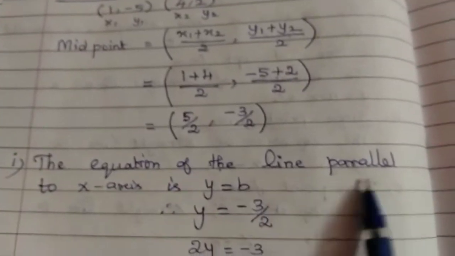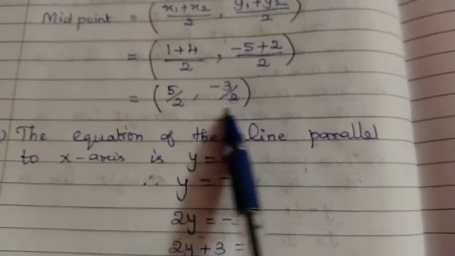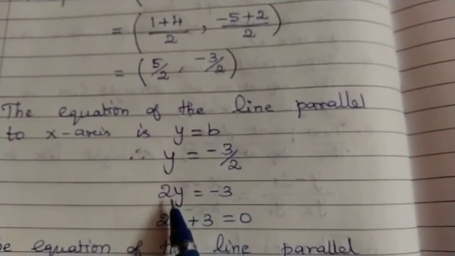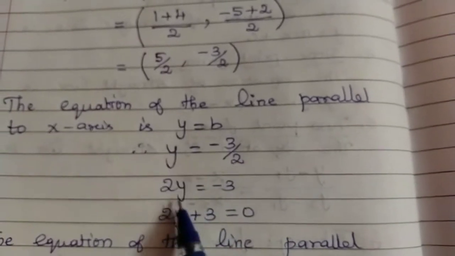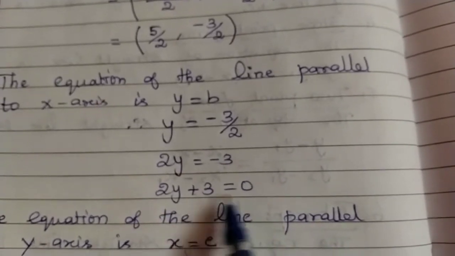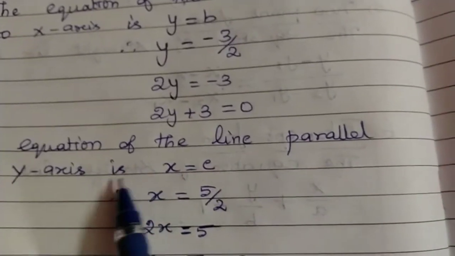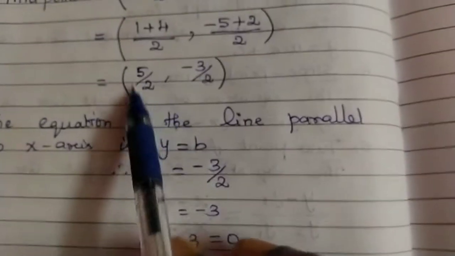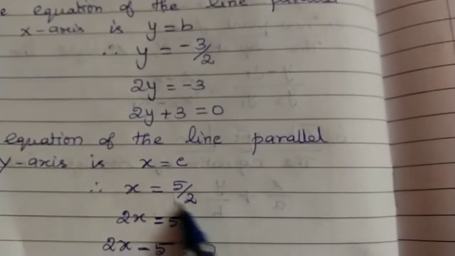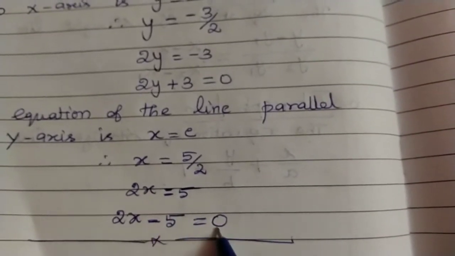Now first the x-axis part. The equation of the line parallel to x-axis is y equal to b. What is the y value? Minus 3 by 2. Substitute. Now cross multiply. 2y equal to minus 3. Take it to that side, plus 3. That is 2y plus 3 equal to 0. Next part. The equation of the line parallel to y-axis is x equal to c. What is the x value? 5 by 2. Cross multiply. 2x equal to 5. Take 5 to that side, minus 5. 2x minus 5 equal to 0. We get the answer for this sum.